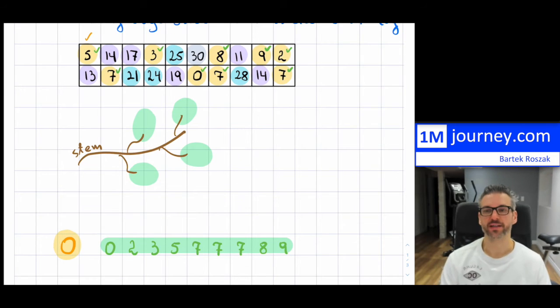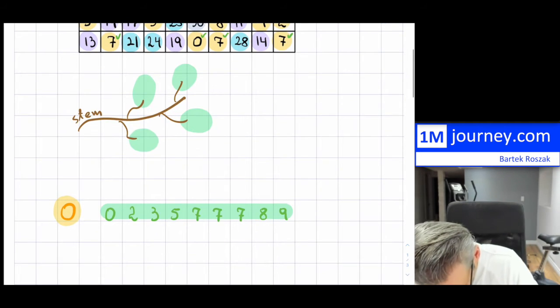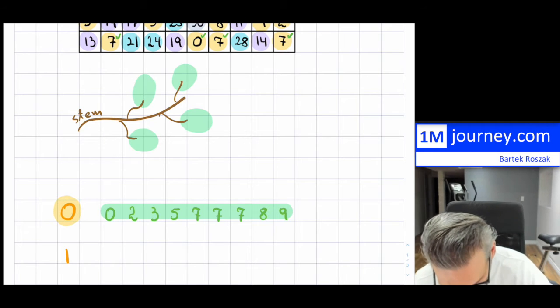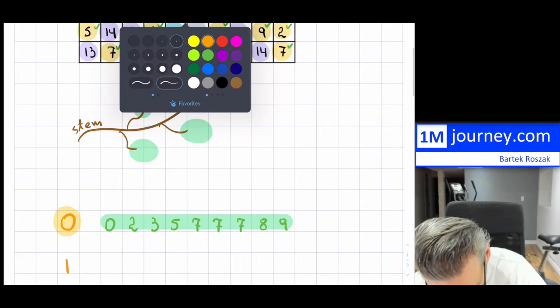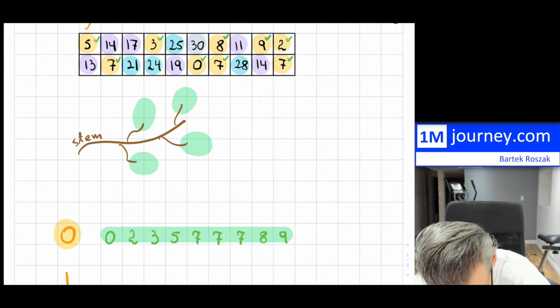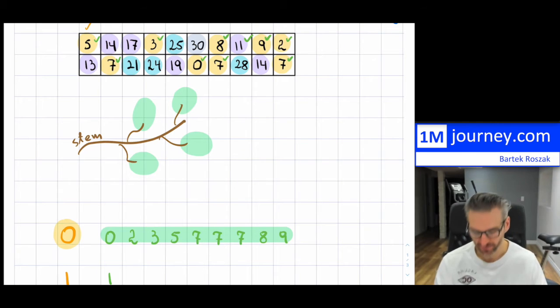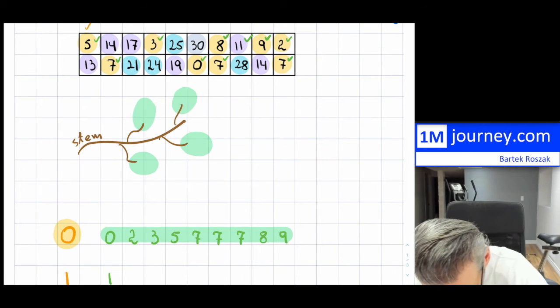So the next one is all the numbers that are in the 10s and above, so 2-digit numbers starting with a leading 1. I'm going to put 1 here as my leading stem, and then I'm going to put all the leaves associated with that, again from smallest to largest. So 11, that's going to be 1, 1, which makes it 11. Then we have 13. So that's going to be 1, 3.